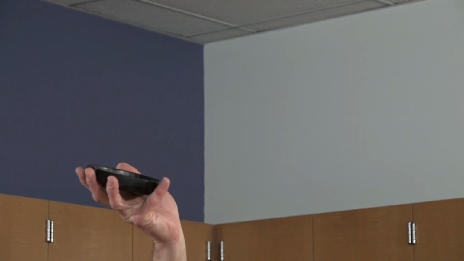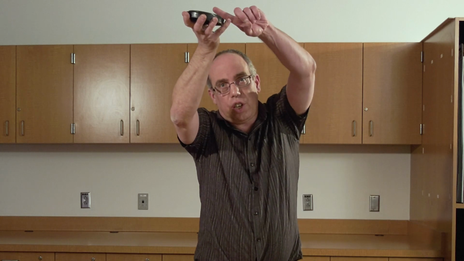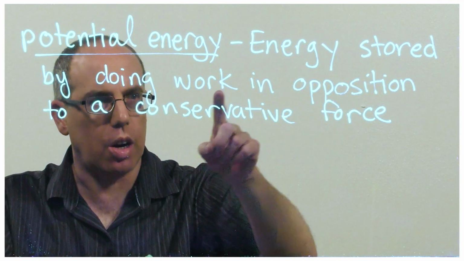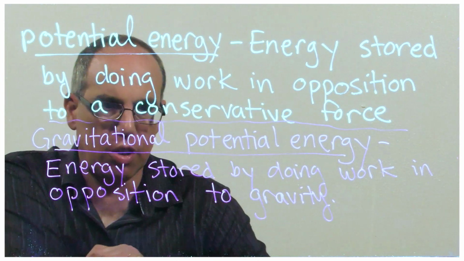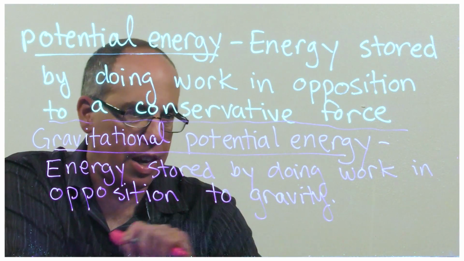So what have we learned here? We've learned here that when I do work in opposition to a conservative force such as gravity, I store that energy, and that energy can be recovered later on as kinetic energy as the object returns to its initial position. Potential energy is energy stored by doing work in opposition to a conservative force. Gravitational potential energy is energy stored by doing work in opposition to the gravitational force.